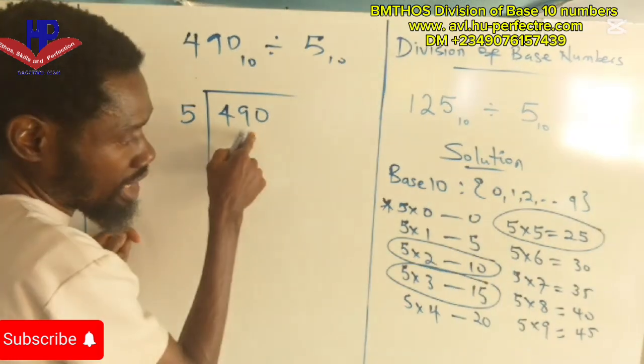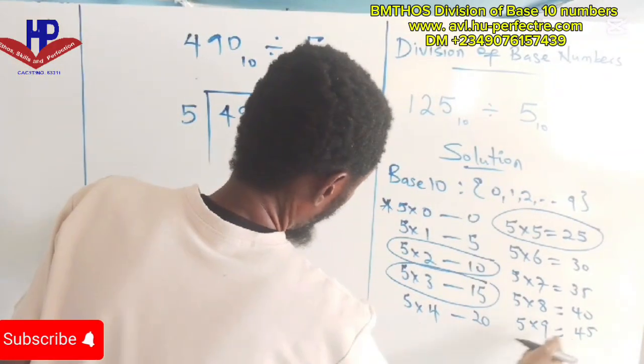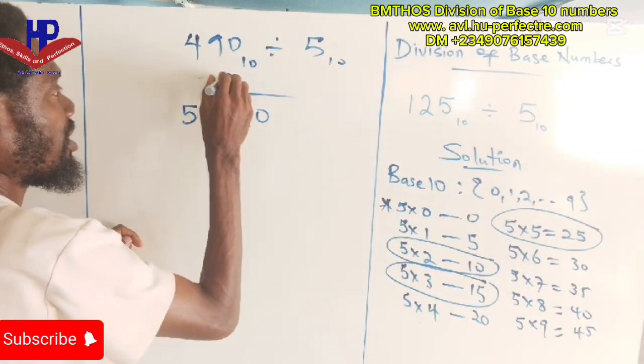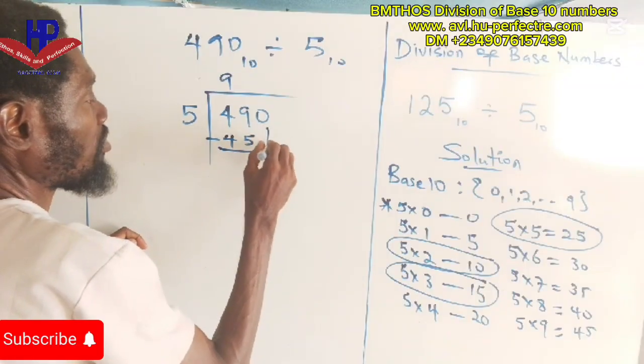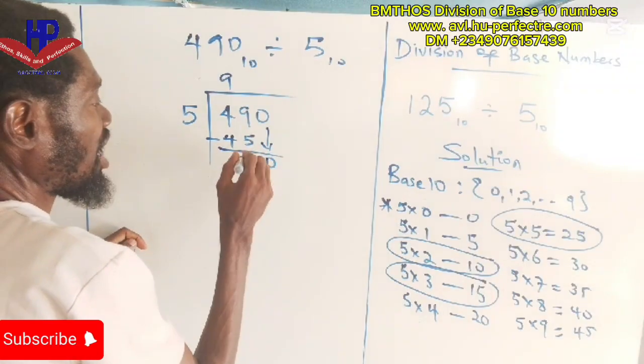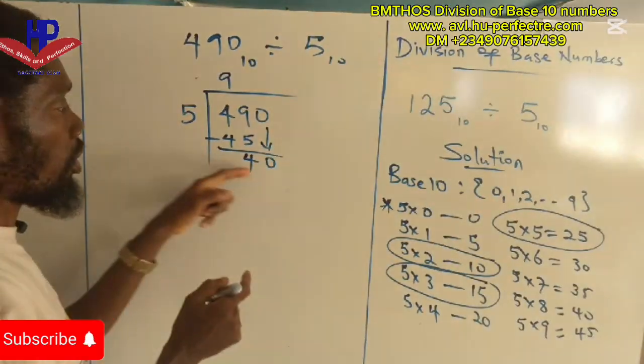What number gave us 49? A number close to 49. That is 5 times 9 gave us 45. So I'll write here 9. That'll be 45. Subtract. Drop down 0. 9 take away 5 is 4. 4 take away 4 is 0. So that is out. We're left with 40.